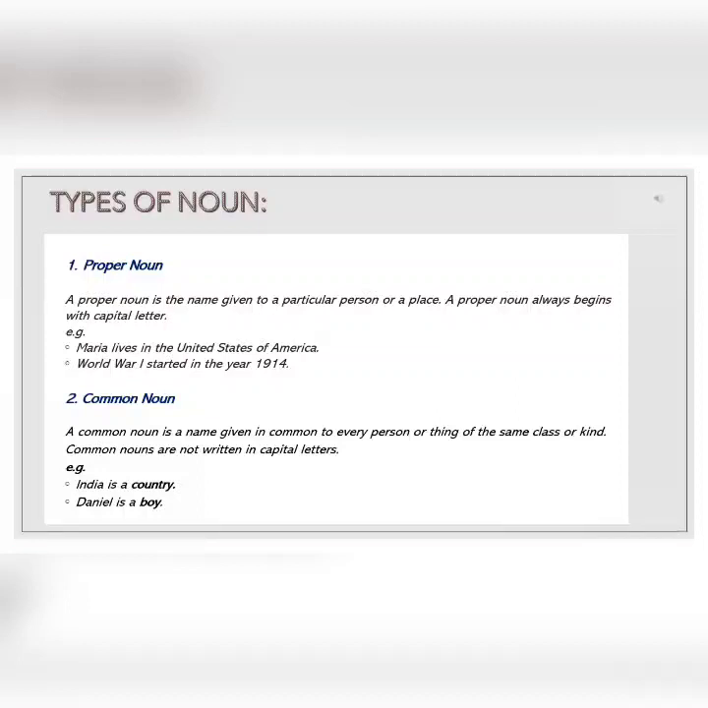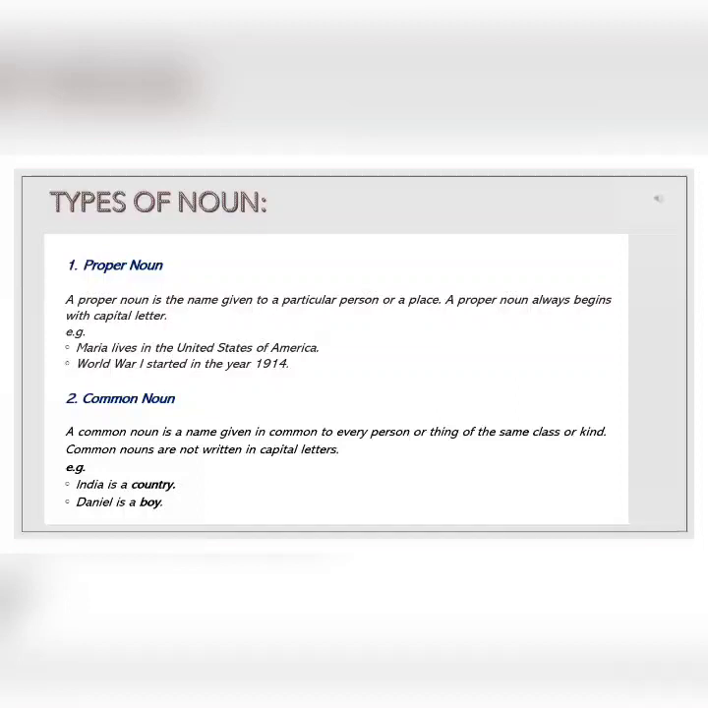Second, World War I started in the year 1914. Now World War I is a specific event and therefore it is a proper noun. Secondly, common noun. A common noun is a name given in common to every person or a thing of the same class. Common nouns are not written in capital letters. Common nouns are used for anybody and anything.